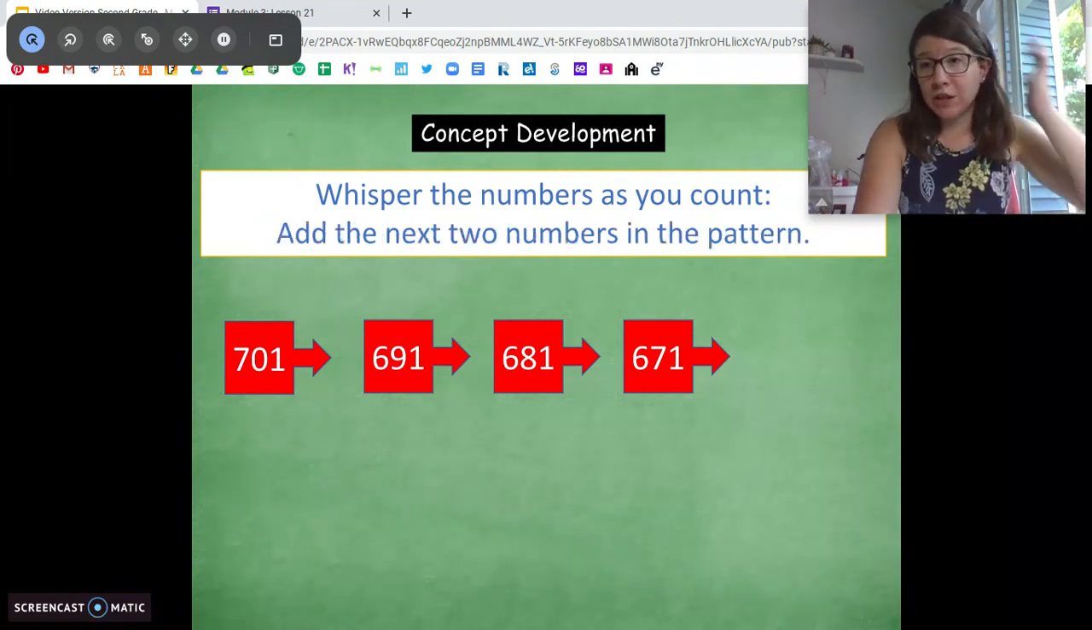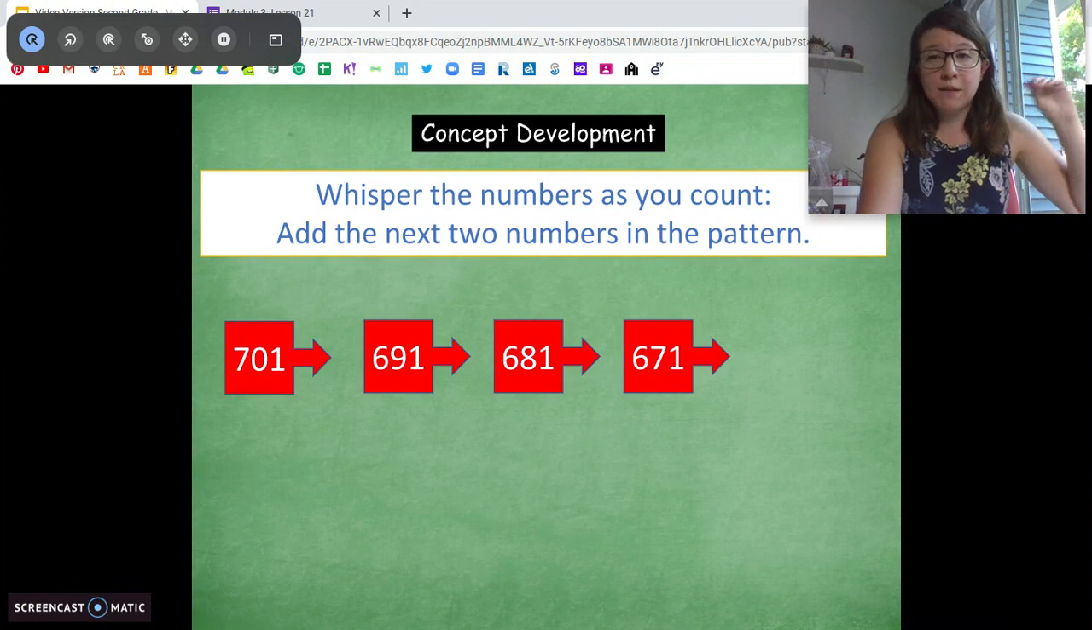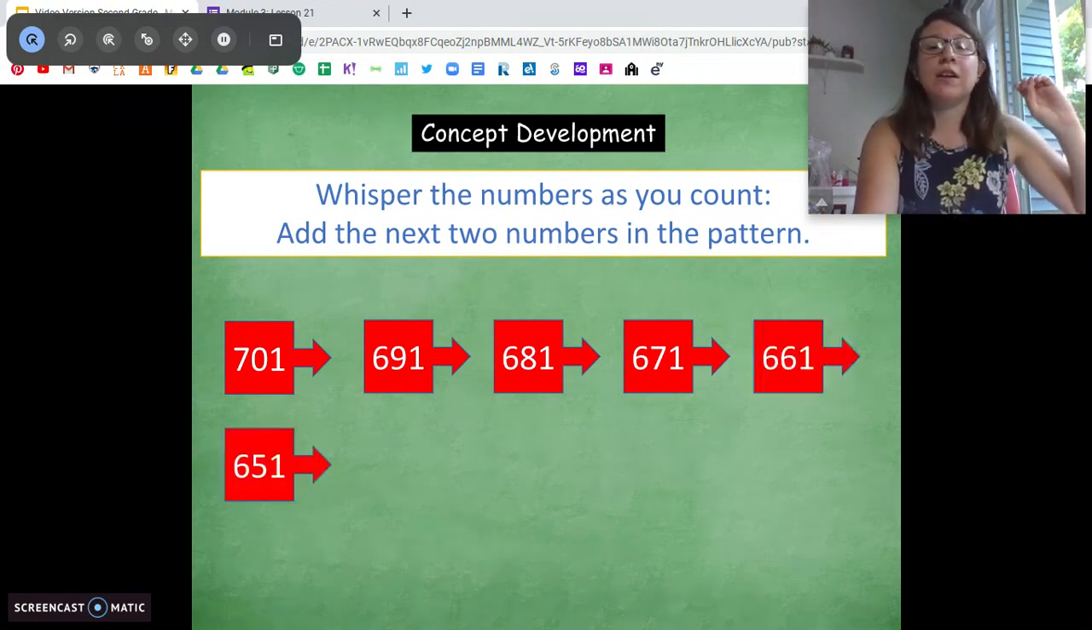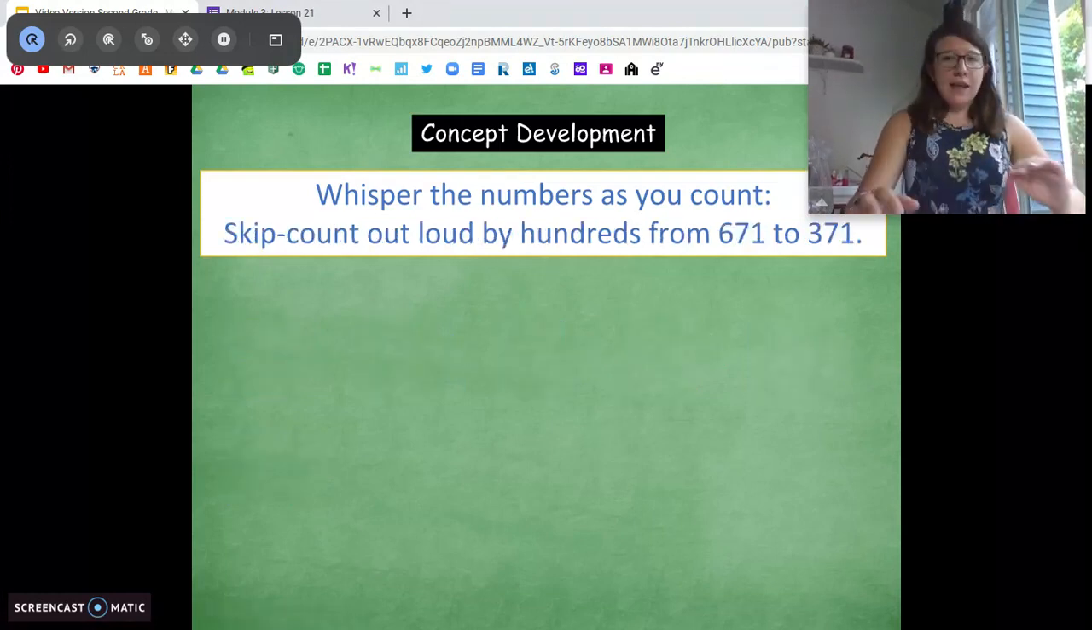Awesome. Now, let's continue the pattern. Remember, we're taking tens away. So take another 10 away, and what number do we get? 661. Very good. Take another 10. 651. Awesome.